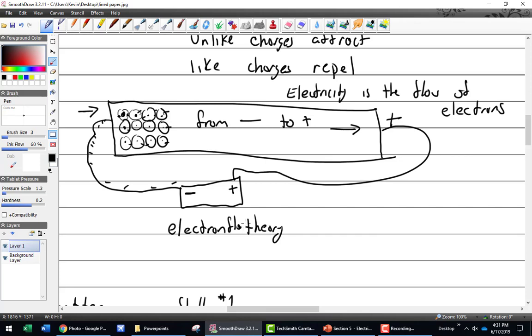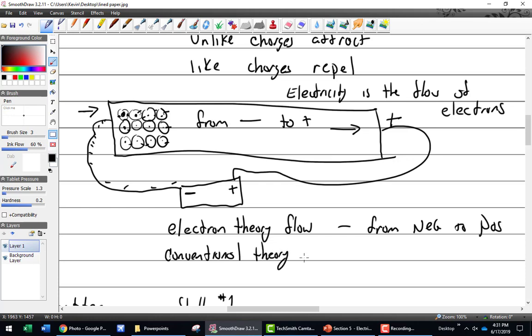Hang on, let me erase that and write it nicely. We'll go with the electron theory flow. That sounds better. And that is from negative to positive. But then there's the conventional theory flow, which is the opposite. And here's why I'm going to tell you that.